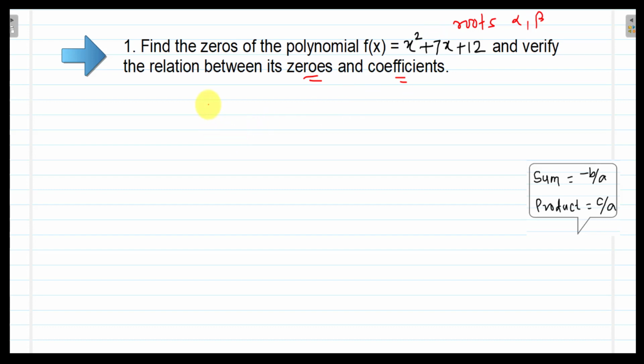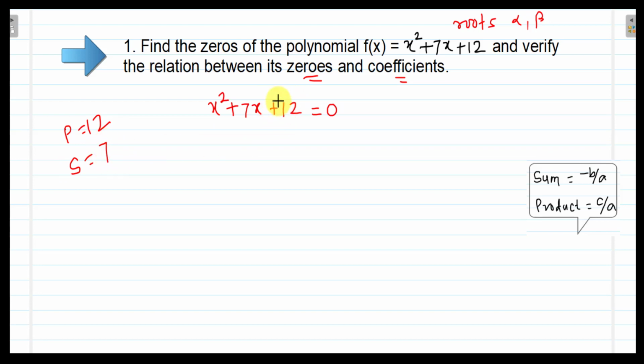The given polynomial is x square plus 7x plus 12, that is equal to 0. We equate it to 0, then only we can find the value of x. And to solve this, we solve by splitting the middle term. We search for the two numbers such that whose product will be 12 and the sum will be 7. Whose product will be 12 and sum should be 7.